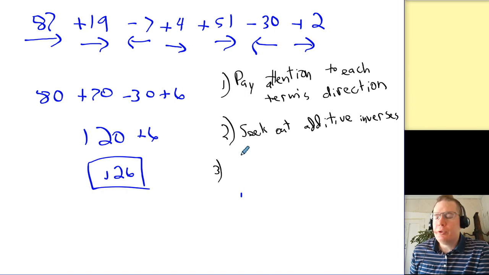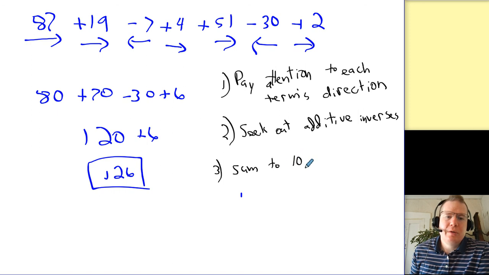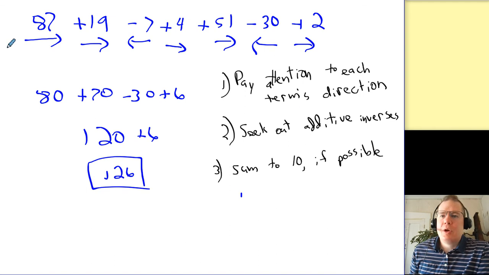The third tip we used in this problem was to sum to 10 if possible. Once I did 87 minus 7 to get 80, I could do 80 plus 19. 80 plus 10 is 90. 90 plus 9 is 99. 100, 101, 102, 103. But to do 99 plus 4, I'm literally counting up 4. That's not very efficient. Right?